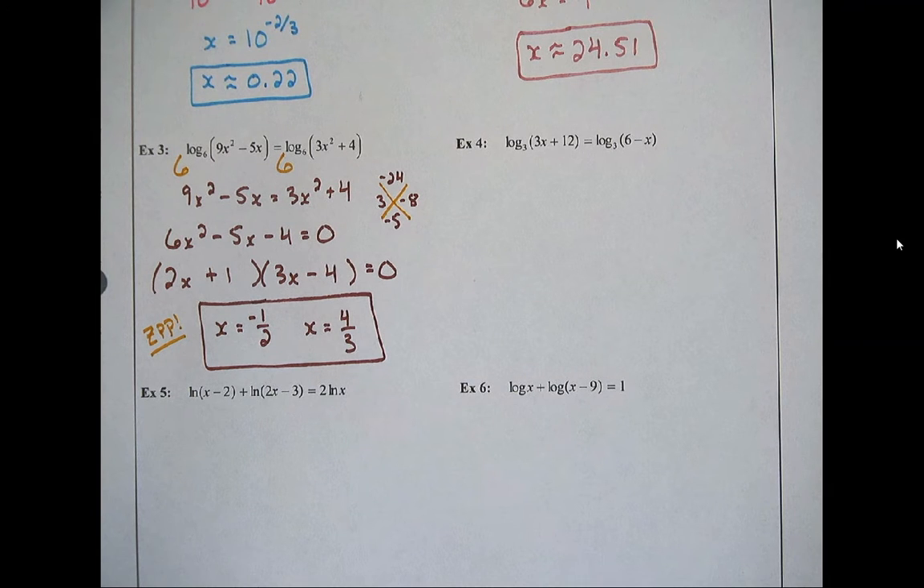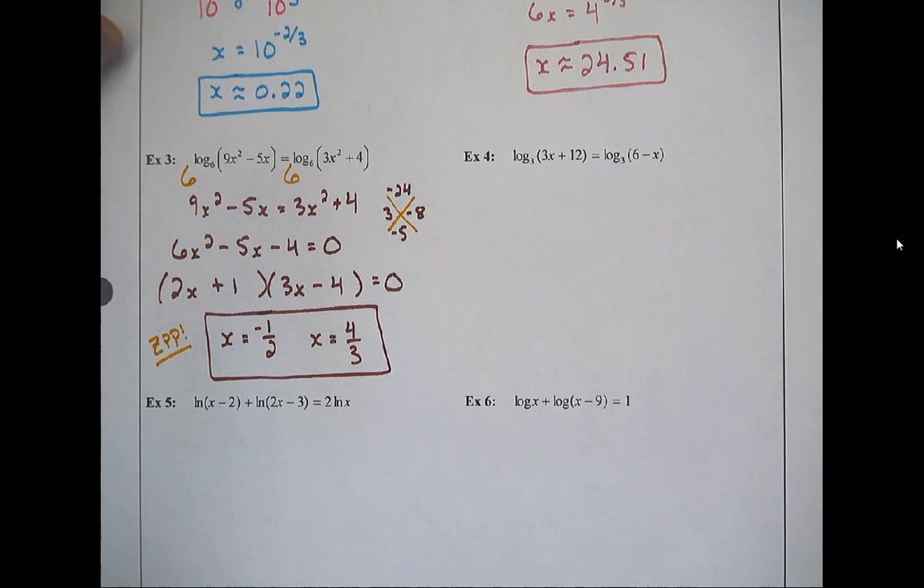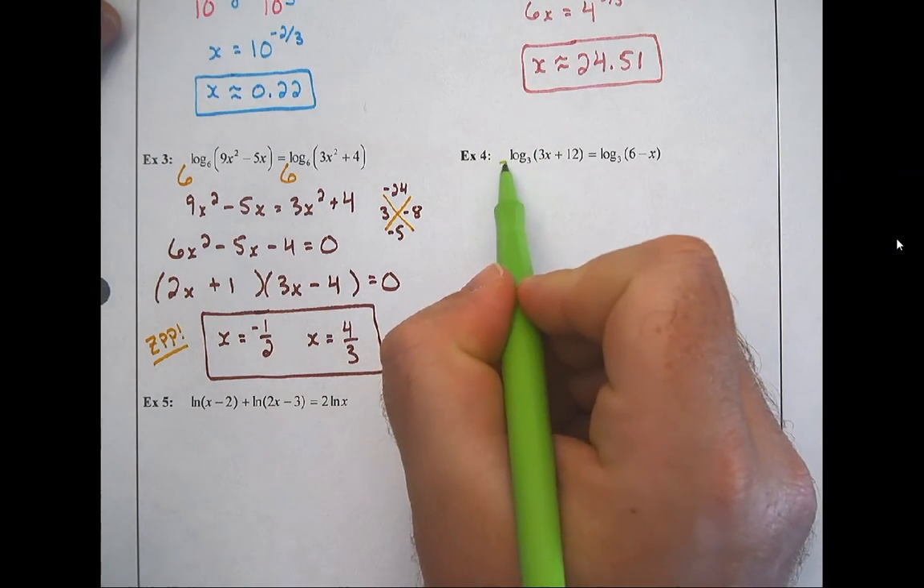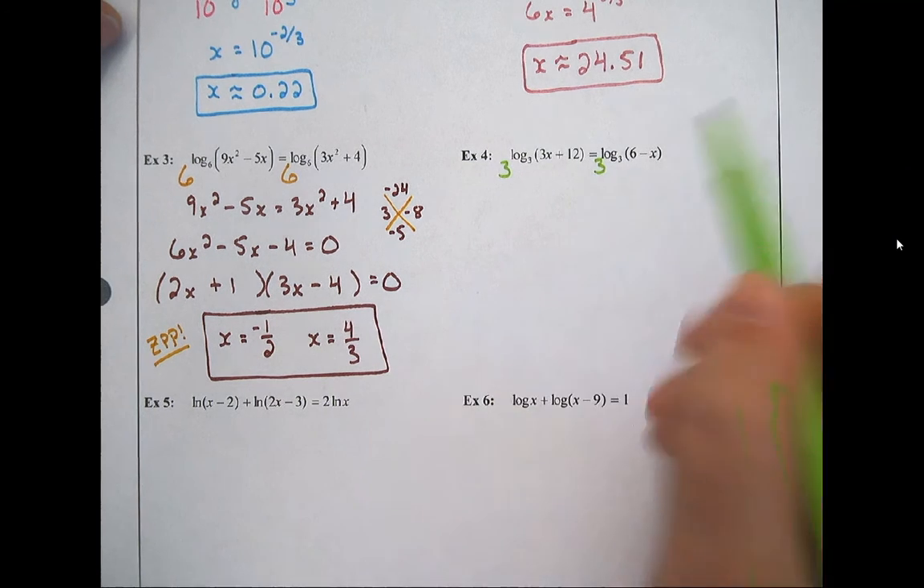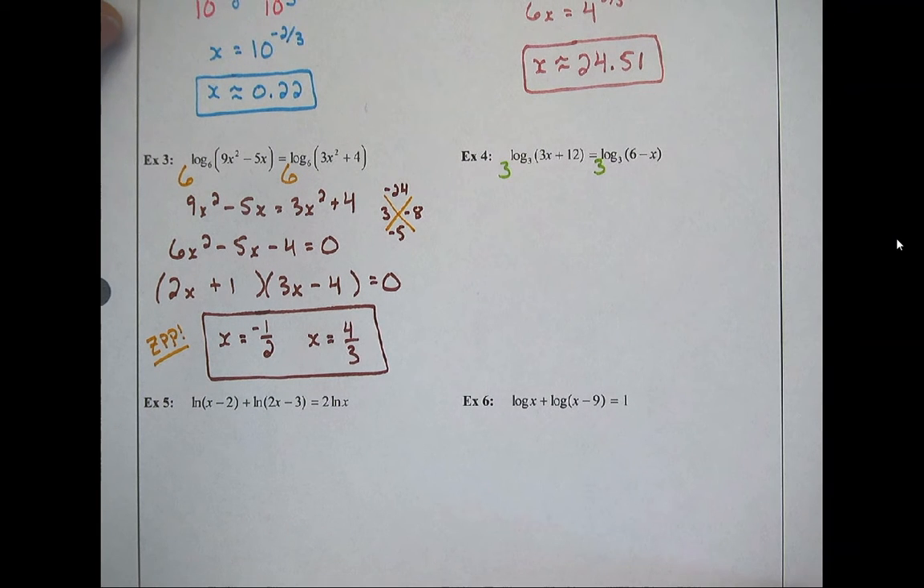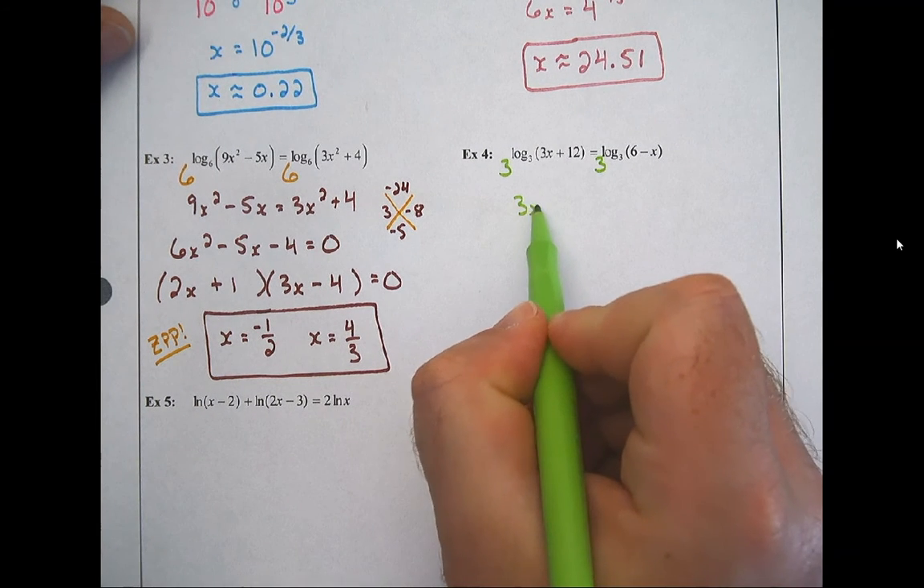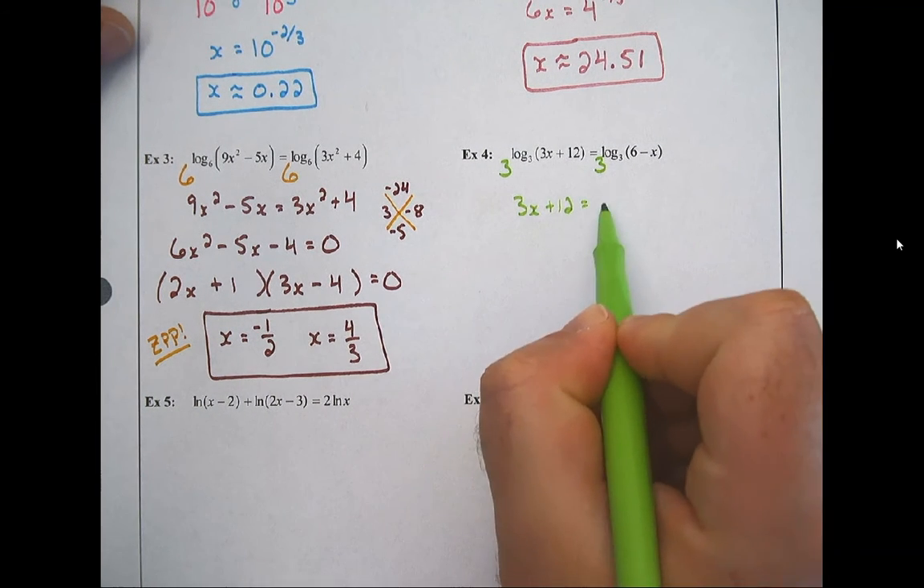Let's have you try example 4 on your own. Example 4 is kind of nice. I mean, I've still got the to this, so I'm going to 3 to the and 3 to the. I've got the log, so it's lucky there's one log on either side, so we can just cancel them out. We get 3x plus 12 equals 6 minus x.